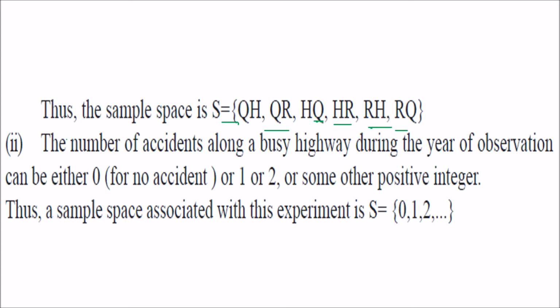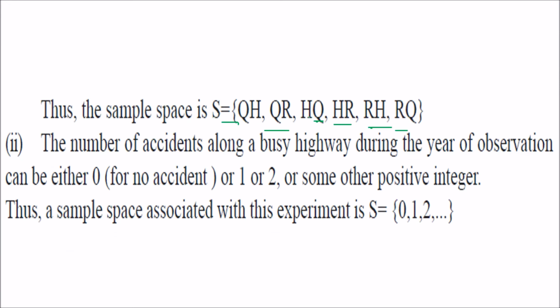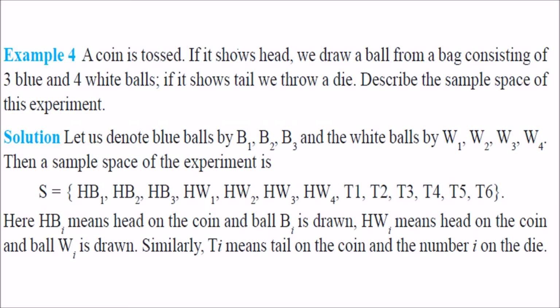The next is, there is a person who is noting down the number of accidents along a busy highway during a year. It is possible that on a certain day no accident occurs. It may be possible that one accident has taken place, two, maybe 10, 100. So there is no limit to the counting. So the sample space has to be like this: 0, 1, 2, and so on. These dots show it can go up to infinity.